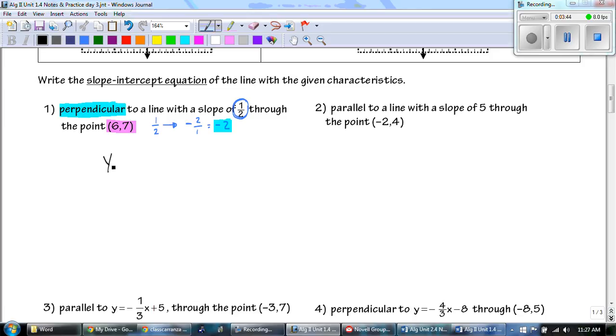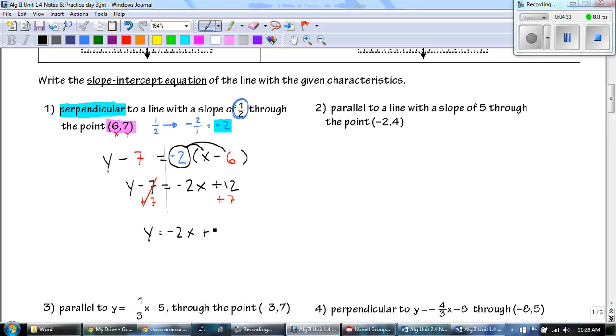6, 7. Okay, so now it's the same as yesterday, where we talked about the three different styles of writing equations. Okay, this is our point slope, so I know what my slope is. My slope is negative 2, and then remember which one's your x and which one's your y. So there's my 7, there's my 6, and then I'm just going to go through and solve. All right, so I have y minus 7 equals, you have to distribute the negative 2, so that turns into negative 2x, and then negative 2 times negative 6 is a positive 12. And then to solve for y, I add 7 to both sides, and we get y equals negative 2x plus 19.